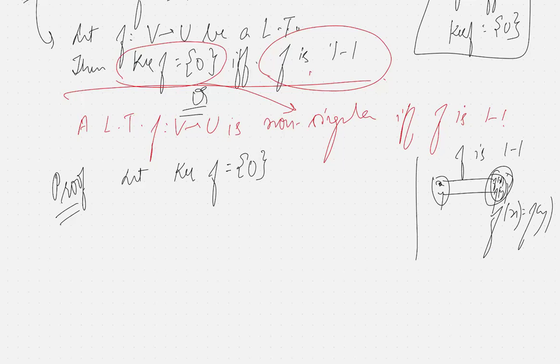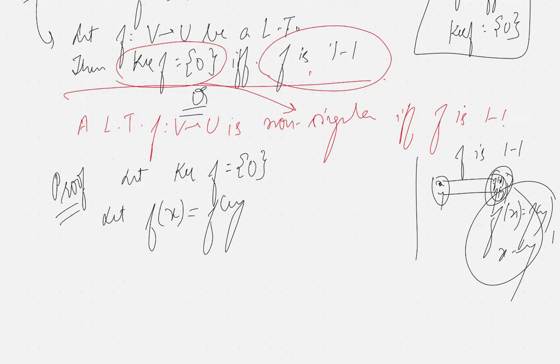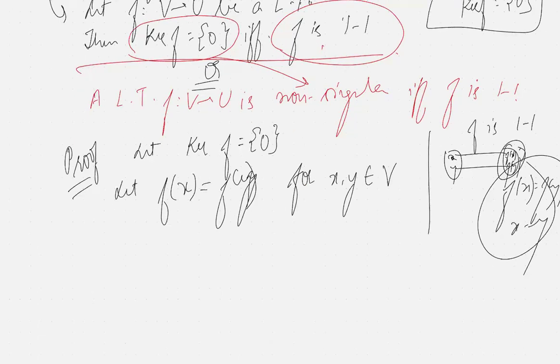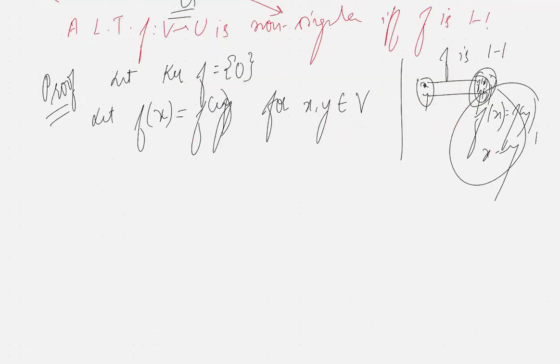The same thing we will do over here. We have to prove that f is 1-1. So let's just start with: let f of x be equal to f of y, for x, y belonging to the domain, that is V. And we will be using this concept that kernel f is equal to 0 over here. So using that, because f of x is equal to f of y, then x has to be equal to y.